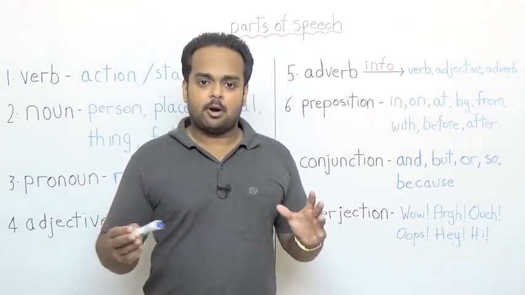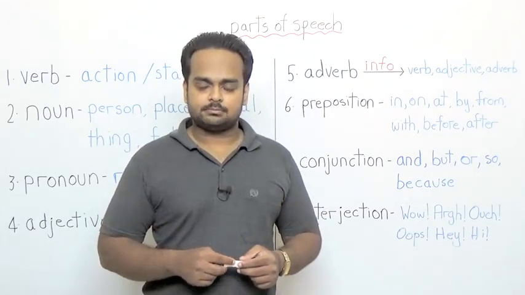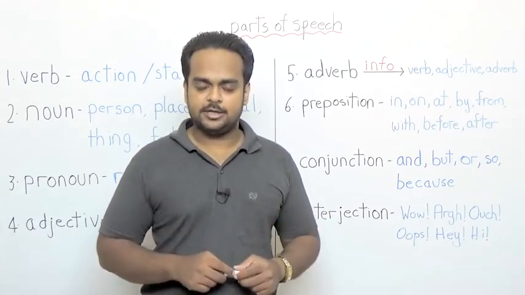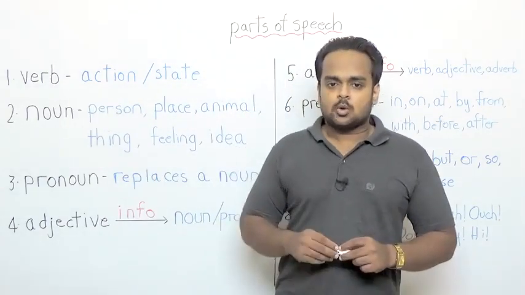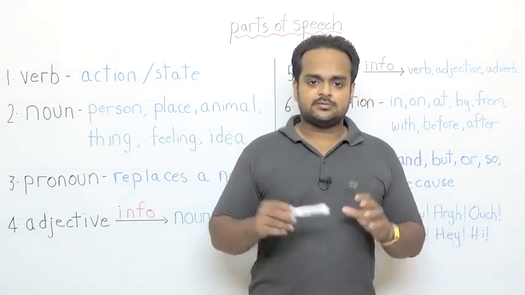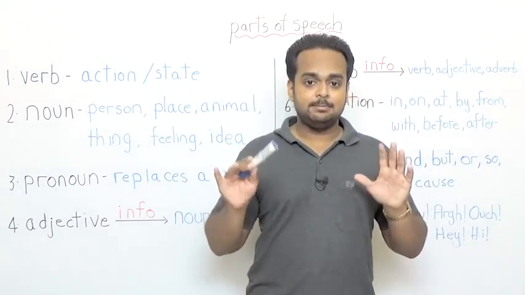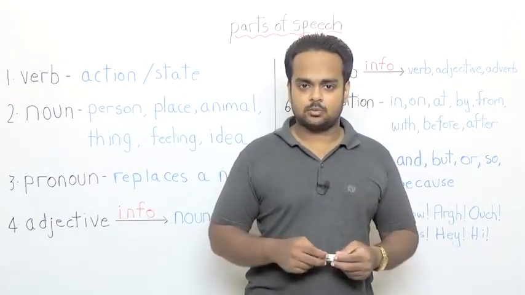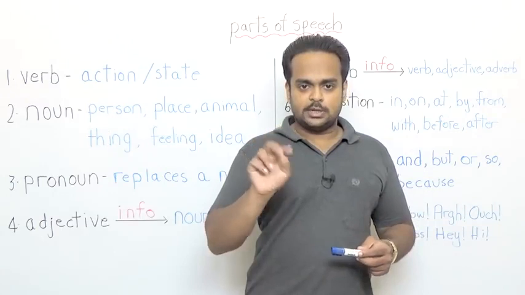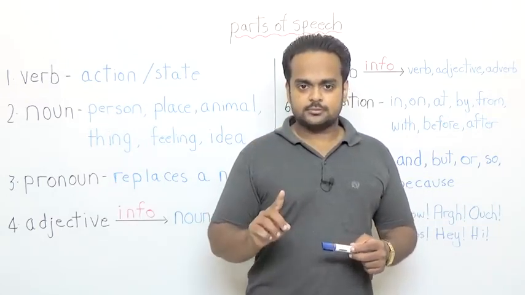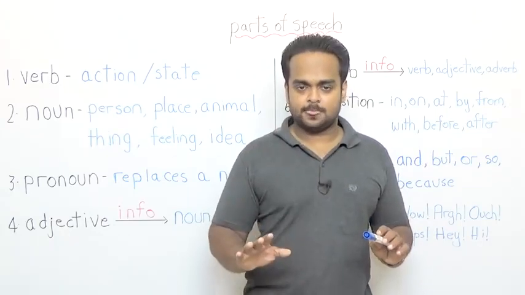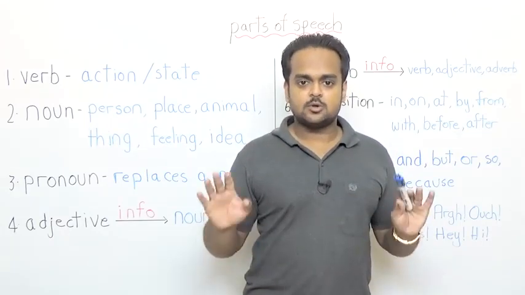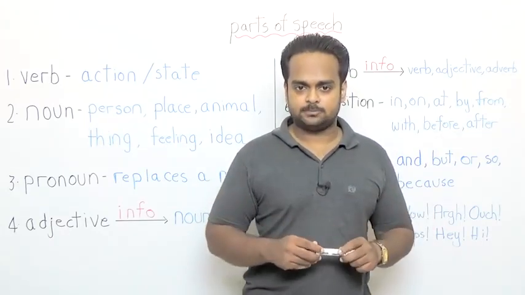All right, so how many parts of speech are there? There are 8 parts of speech, and we start by talking about the verb. We start with the verb because verbs are probably the most important words in the English language. And that is for 2 reasons. First, every sentence in English must have a verb. You cannot have sentences without verbs in English.